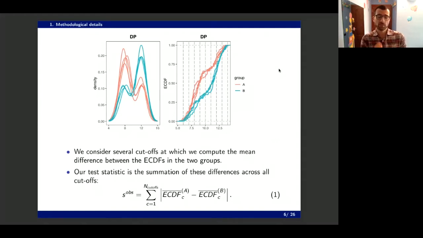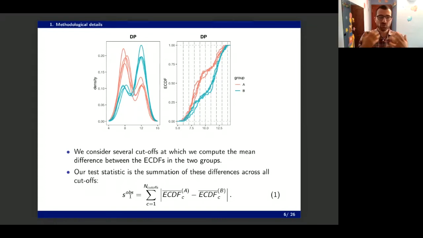And the way we do it in distinct is basically to build a fine grid with vertical cutoffs, and then at each one of these cutoffs, we compute the absolute difference between the mean ECDF in a group and the mean ECDF in another group. And we do that for every cutoff and simply add these absolute differences. And this leads us to a test statistic, S_obs, because it's the one observed on the actual data, that somehow should summarize how different the groups of distributions are.